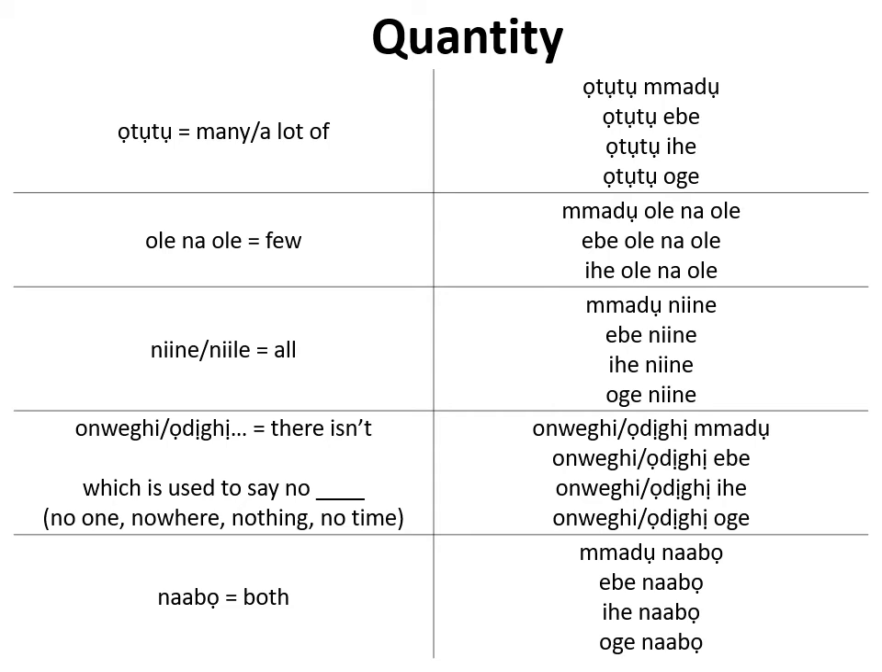So we have many and few. Then we also have all and none. For none to describe people, place, things, and time, we use onweyi or odighi, which actually mean there isn't. So you say there isn't a person, there isn't a place, there isn't a thing, there isn't a time, but you use that to say no one, no place, nothing, and no time. So it would be onweyi onye or onweyi mmadu, or odighi onye or odighi mmadu for no one. Onweyi ebe or odighi ebe for no place. Onweyi ihe or odighi ihe for nothing. And onweyi oge or odighi oge for no time. Naabo is both. So mmadu naabo, both people. Ebe naabo, both places. Ihe naabo, both things. Oge naabo, both times.